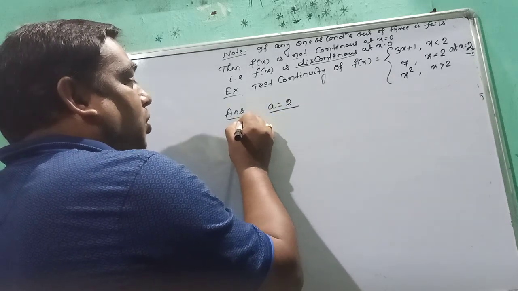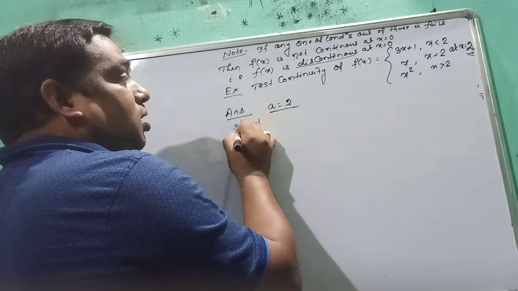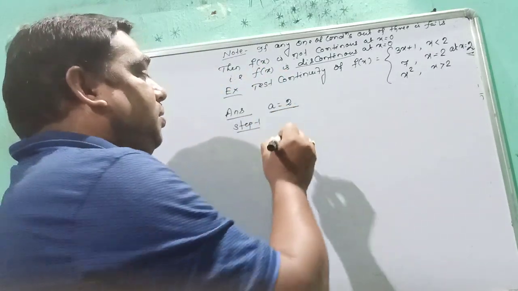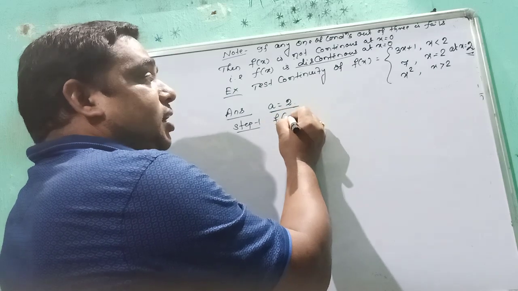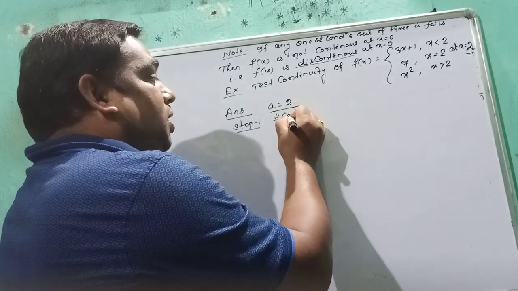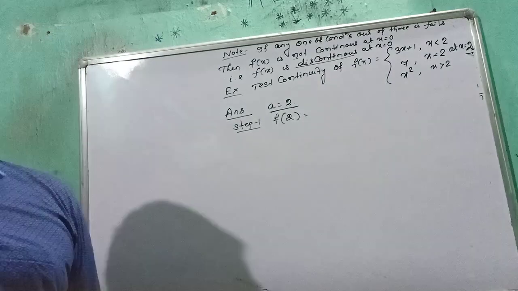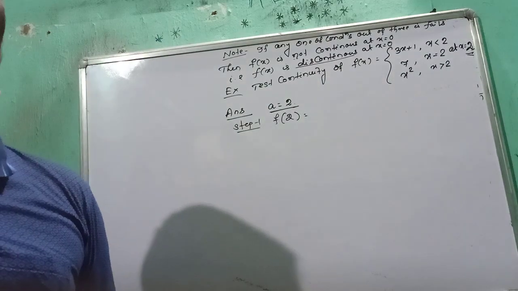Then in step 1, we have to find f(a), a definite value. What is f(a)? f(2). Then what is the value of f(2)?